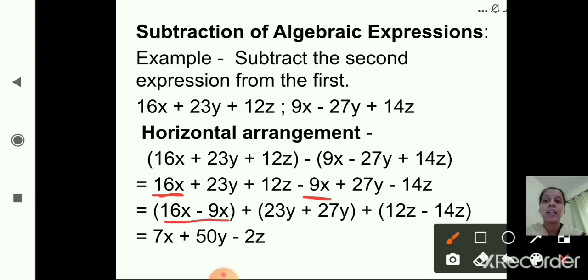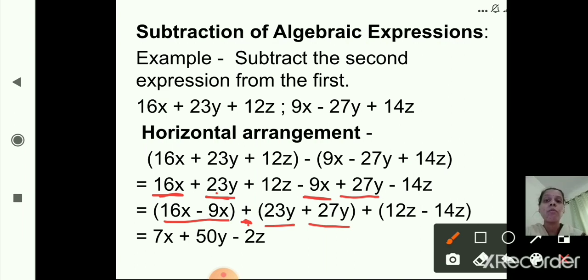Now the second like term is plus 23y. So here in between we will write a plus sign. Why have I written a plus sign here? Because 23y, what is the sign for 23y? That is plus. So here we will write plus 23y, and which is the like term for 23y? That is plus 27y. So here it is plus 27y.